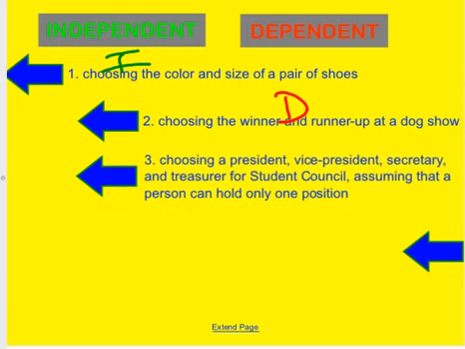Number 3, choosing a president, vice president, secretary, and treasurer for student council, assuming that a person can hold only one position. These are definitely dependent.